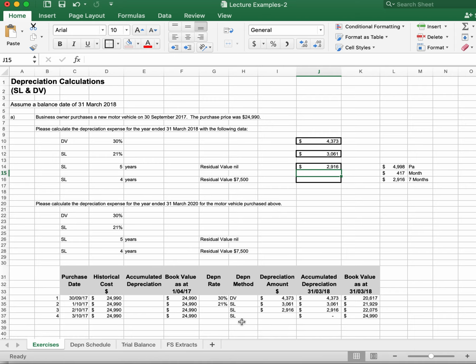After this year, you can just use, well, it's going to be that amount every year, right? It's going to be that amount per annum. So that's the amount it's going to be every year hereafter.